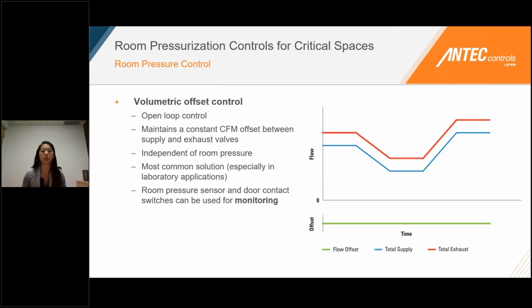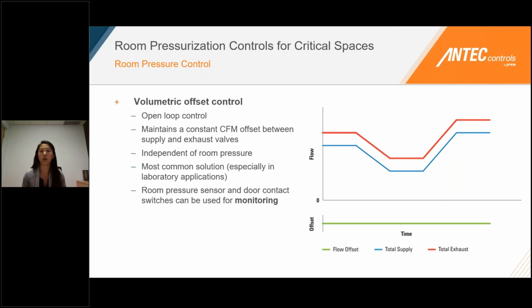So these can be used to install and monitor the state of the room, to see if you are still maintaining pressure, but it's not actually going to interfere with the control of the airflow valves. So if your room pressure drops below a specific amount, your valves are still going to be targeting that specific offset, but at least you'll still have an alarm to let you know that you're not maintaining pressure. Same thing for a door contact switch.